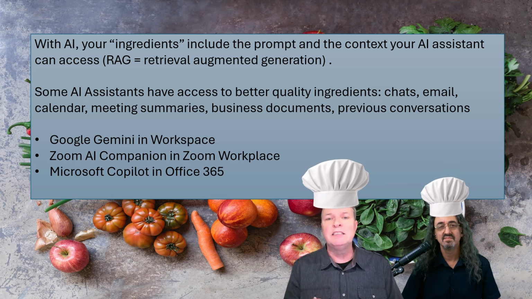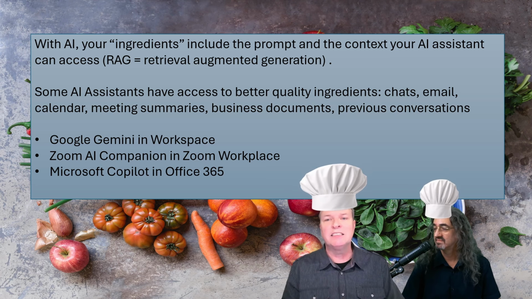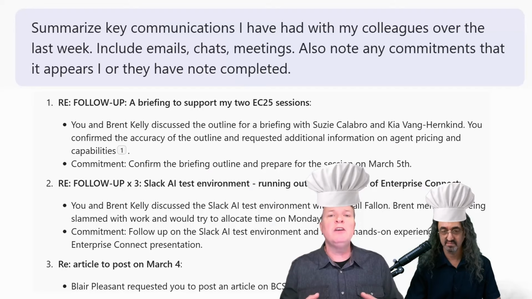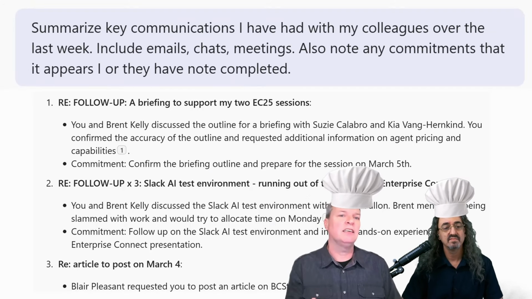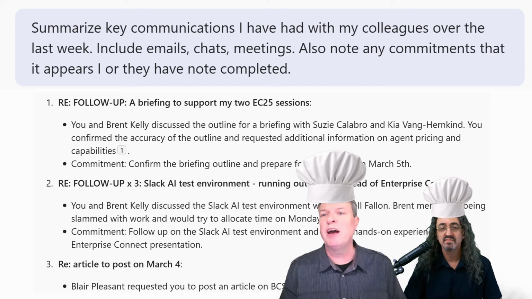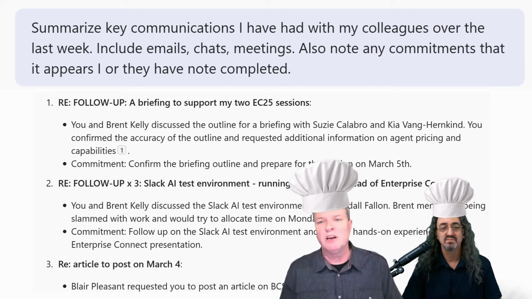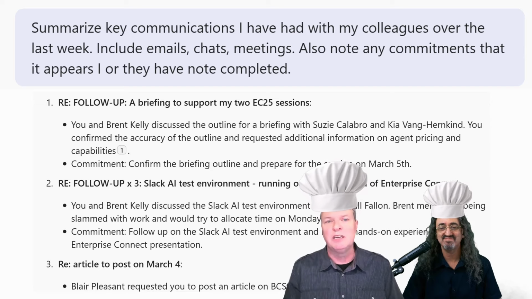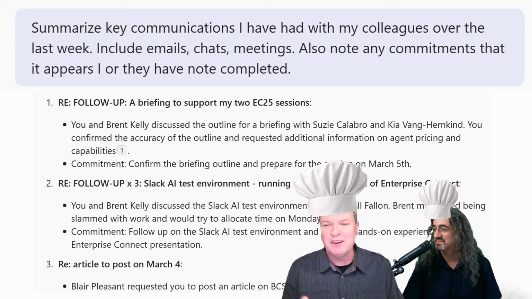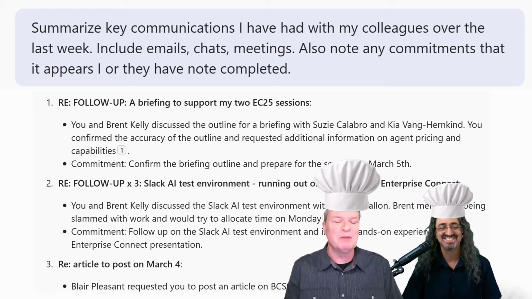But the key thing is when your AI has access to better quality ingredients, if you go to the next slide, you can do things like this: summarize key communications I've had with my colleagues over the last week, include emails, chats, meetings, also note any commitments that it appears I or they have not completed. And it says note completed, but the good thing is AI figures it out even when you misspell stuff.